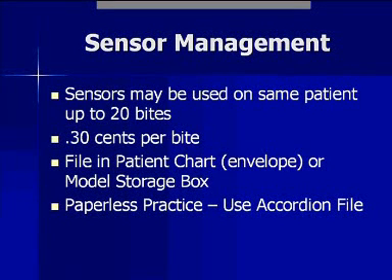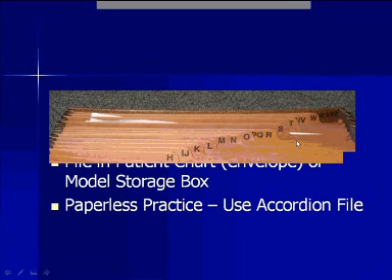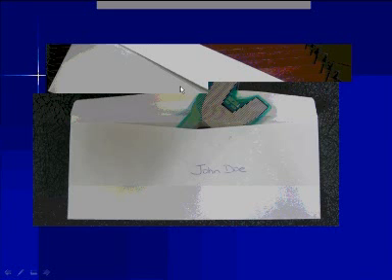There are different ways to do it. If you still have charts, you put the TScan sensor in an envelope and just pop it in the patient's treatment chart or in maybe a model storage box. And if you're a paperless practice, which most of you probably are or going to be in the near future, there's an accordion file system that I like to use. So you just buy one of these accordion files. Here's our paperless practice using an accordion file, but it's just a small way of tracking your patients. File it alphabetically, put the patient's name on it, the sensor in, and then away it goes. So when they come in, you don't have a chart, you can still go get their sensor.